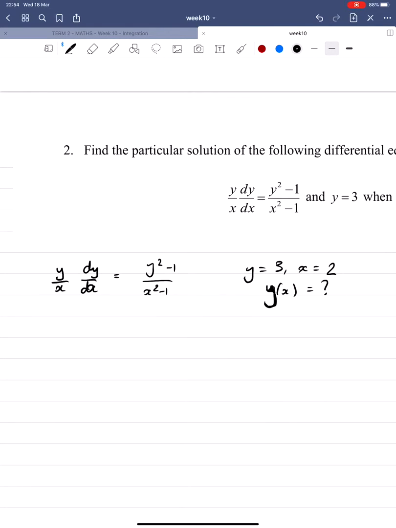Cool. Same drill as before. We need the x's on the same side, that's dx on the top, and all the y's on the same side, with dy on top. So I'm going to times by x dx, and I'm going to divide by y squared. That means that I get y on y squared minus 1 dy is equal to x on x squared minus 1 dx. Drop in my integral signs.